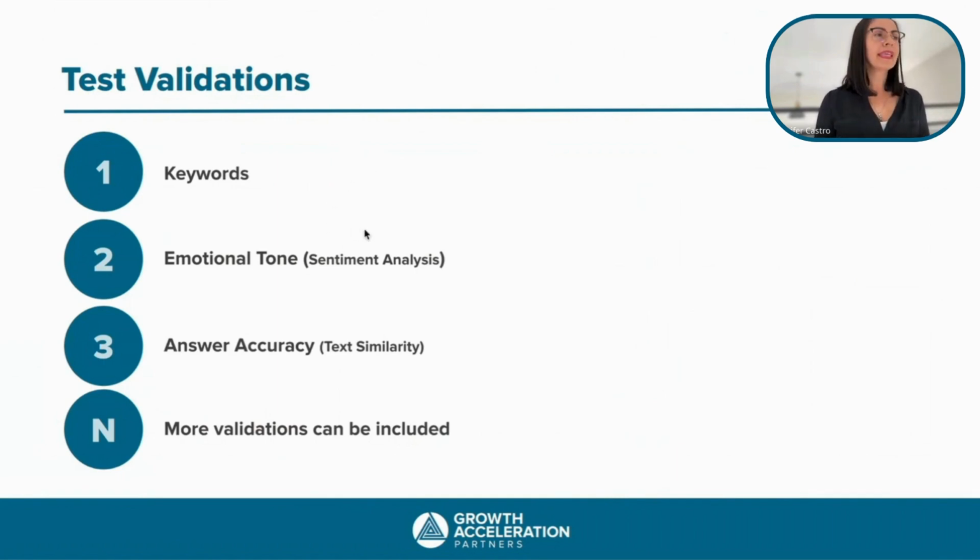The second validation that we have is the emotional tone. Here, what we want to demonstrate or validate is that the chatbot is answering using a correct tone. It can be positive, negative, or no, sorry, positive or neutral. Negative is not an option. So if the chatbot answers in a negative tone, the test will fail too.